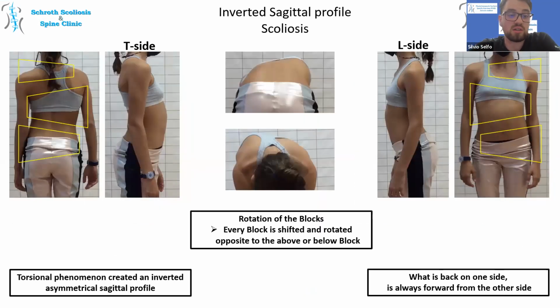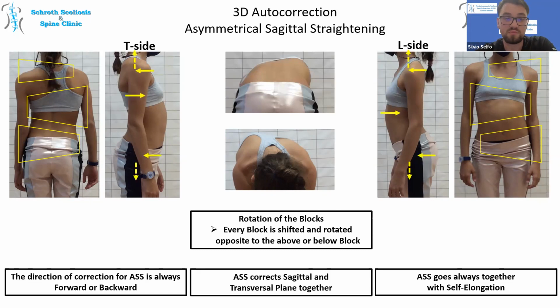Scoliosis is a torsional phenomenon that created an inverted asymmetrical sagittal profile. That means that what is back on one side is always forward from the other side. Every block is rotated and shifted and rotated to the opposite or above below blocks. This means that asymmetrical sagittal straightening, the direction of correction is always forward and backward. Correct the sagittal and transversal plane together. Asymmetrical sagittal straightening goes always together with self-elongations.